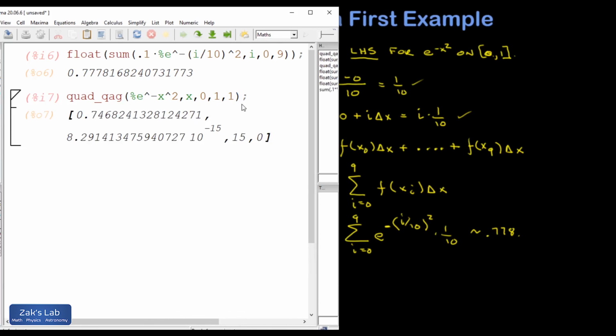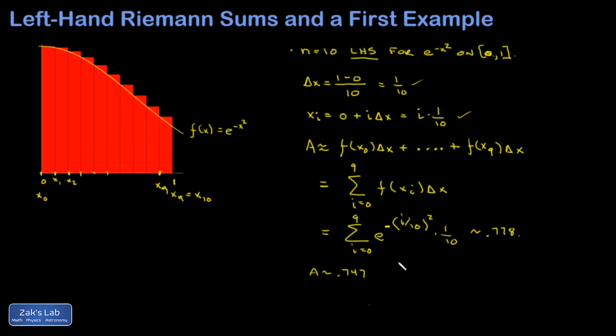I hit Shift Enter, and I get a better approximation. So a better approximation of the area is 0.747 using quad QAG. And as I expected, our rectangle approximation was overestimating by a little bit.